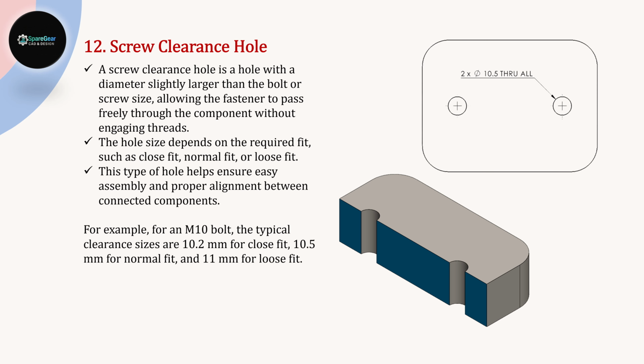A screw clearance hole is slightly larger than the diameter of the bolt or screw. This allows the fastener to pass freely through the component without engaging threads. Clearance holes are commonly classified as close fit, normal fit, and loose fit. They are widely used in machine frames, brackets, and structural assemblies.